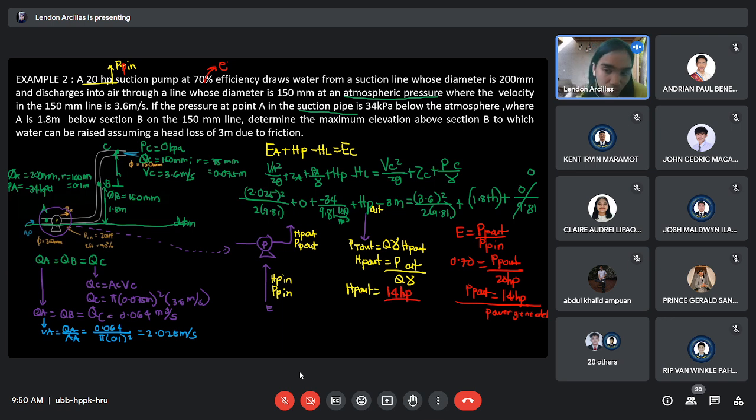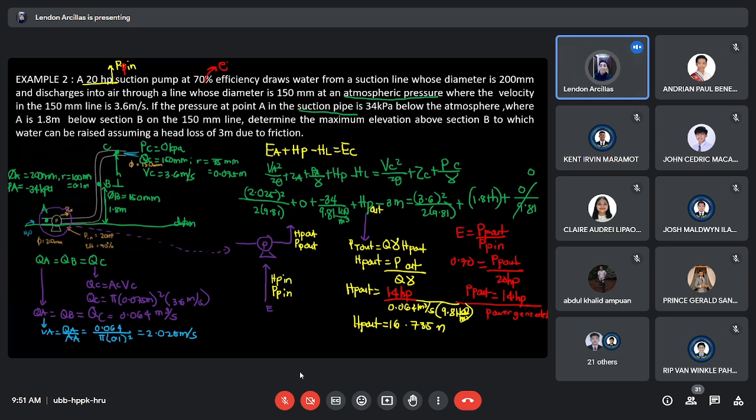So we have the power generated, which is 14 horsepower. We can now get the HP out. Our Q here is equal to QA, QB, and QC, which is 0.064 cubic meters per second, and our specific weight of water is 9.81. So, our HP out is equal to 16.735 meters. Now we can find out the height the water is pushed from point B to point C. Therefore, using the calculator, the value of H here is equal to 8.017 meters.